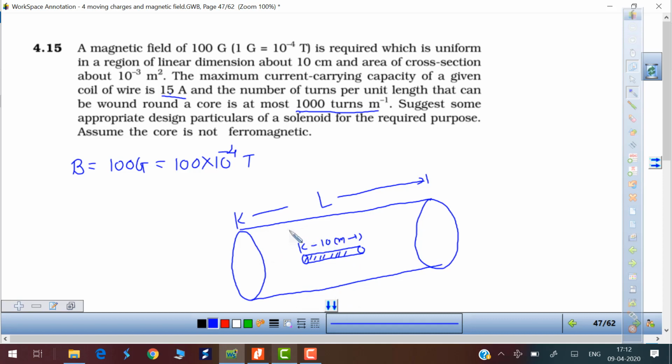Okay, so how can we design this? Here the current capacity is 15 ampere, so you cannot apply current more than 15 ampere. And the second condition: n must be 1000 per meter, so I cannot wind more than this many turns in 1 meter. That is my second condition.